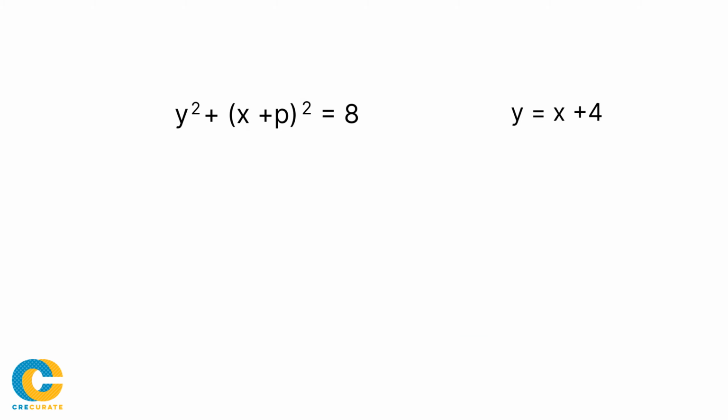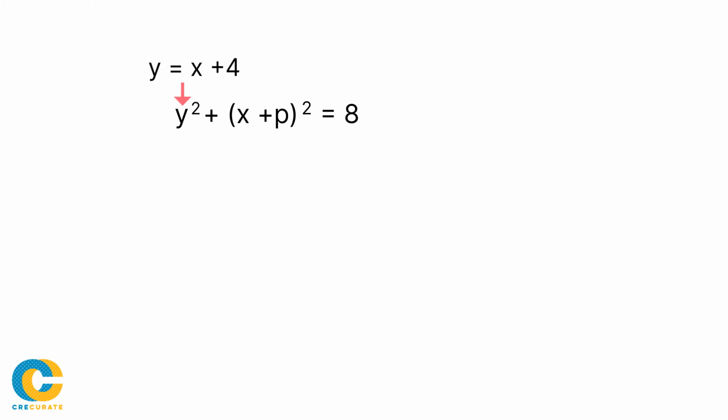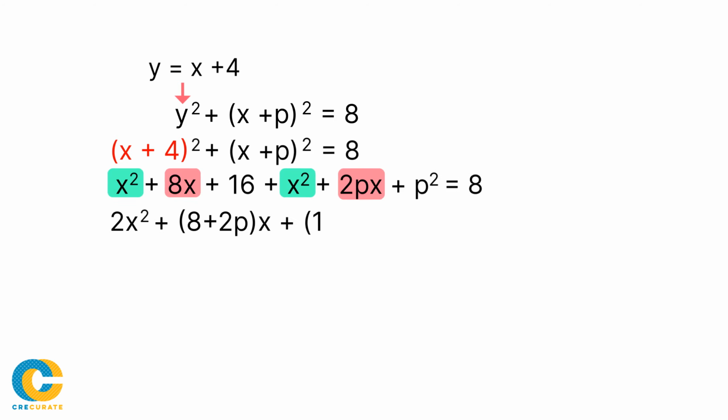Looking at the equation of our two graphs, and keeping in mind that both x and y values for both graphs are the same at the points of intersection, we can substitute y equals x plus 4 into the equation y squared plus x plus p squared equals 8. By expanding and simplifying, we observe that we end up with a quadratic equation in x.